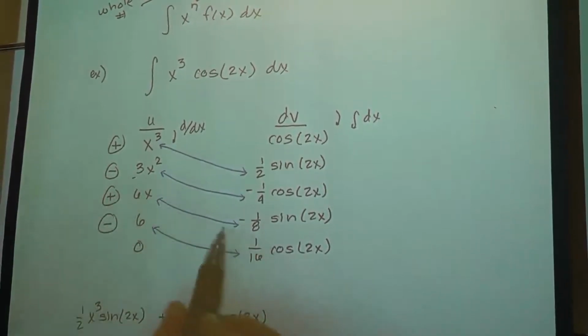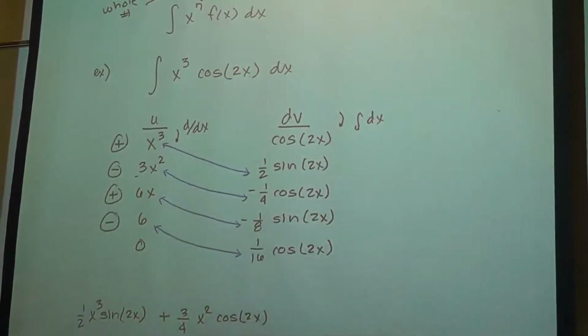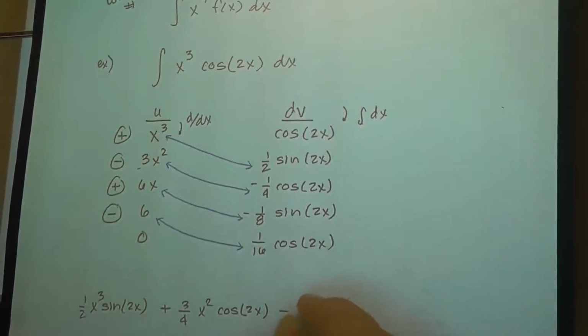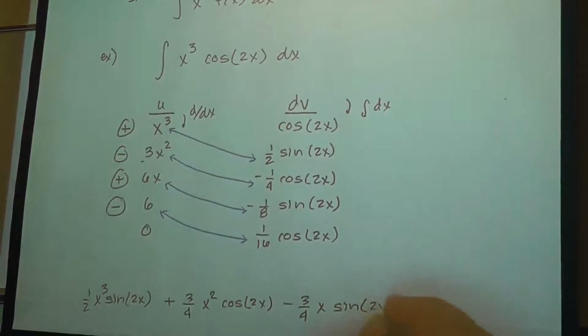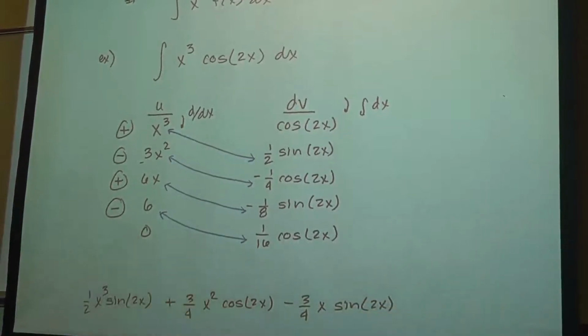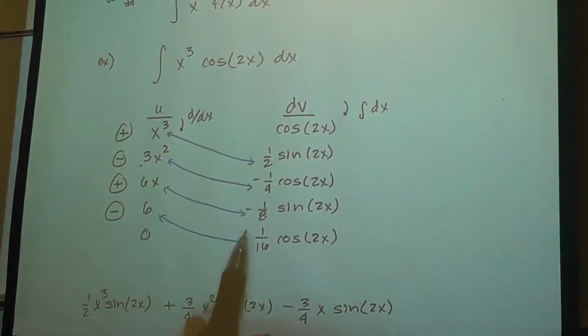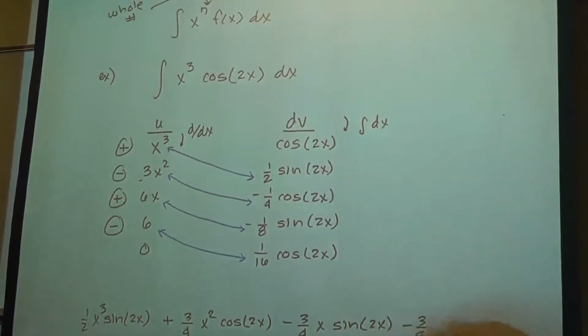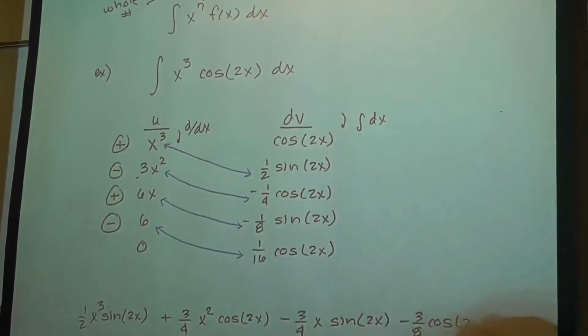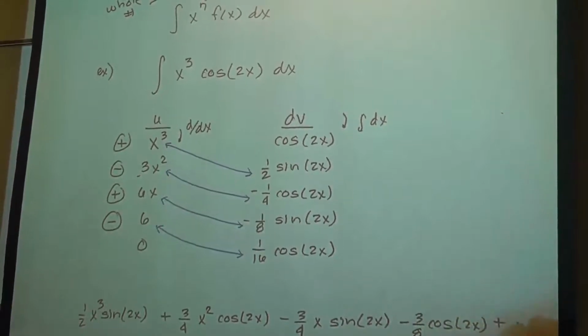Then 6 positive minus 1/8 negative, so that's going to be minus 3/4 x sine 2x. And lastly, before your plus c, negative 6 times positive 1/16 will become negative 3/8, I do believe, cosine of 2x. And then just enough room for my plus c there.